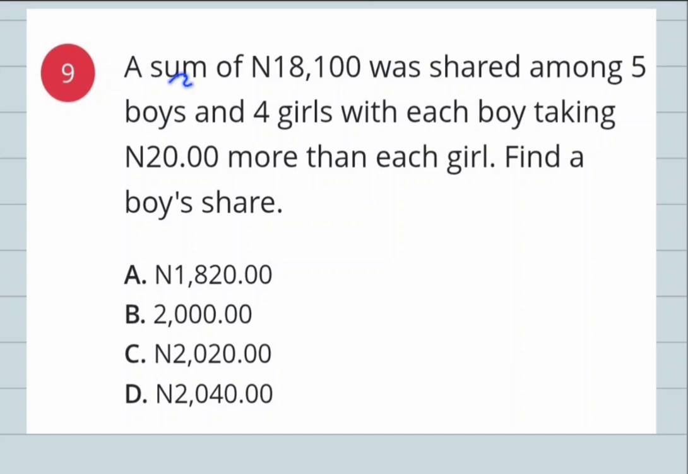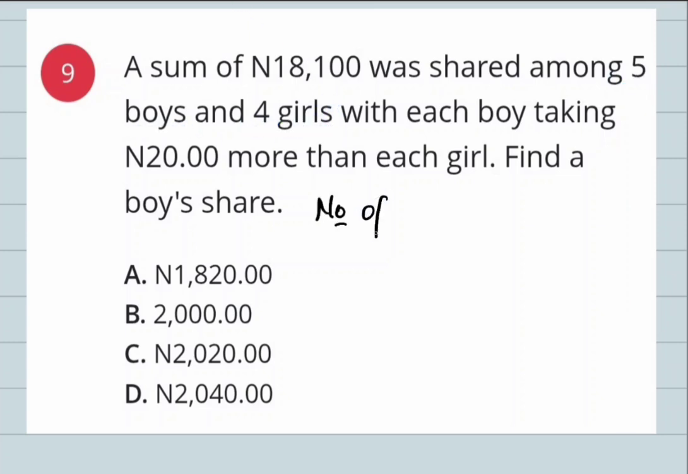Question 9 says a sum of 18,100 naira was shared among 5 boys and 4 girls, with each boy taking 20 naira more than each girl. First and foremost, let's write this in a simple linear equation. We are told that they shared 18,100 among 5 boys and 4 girls.